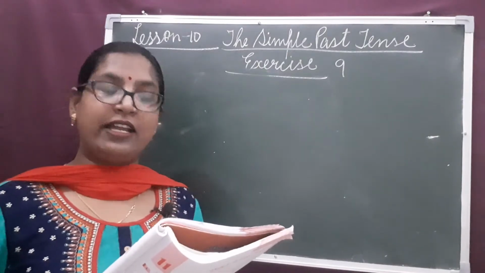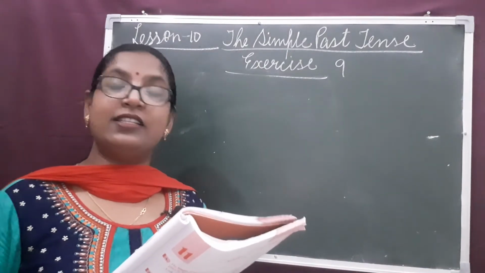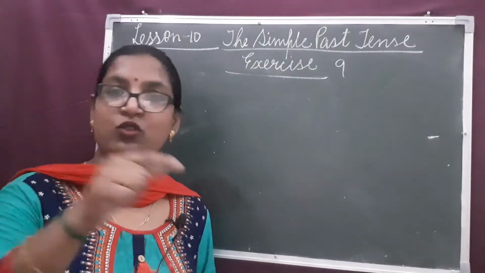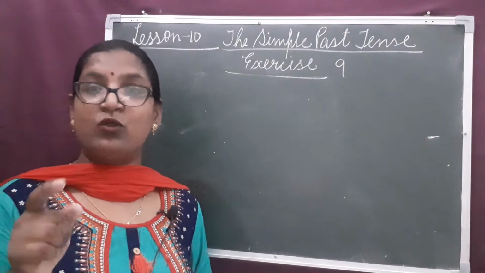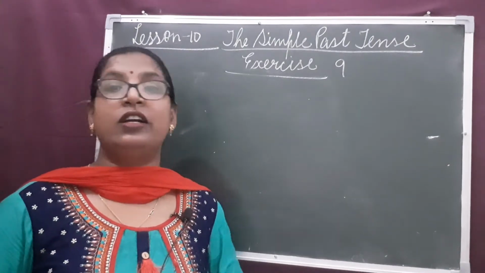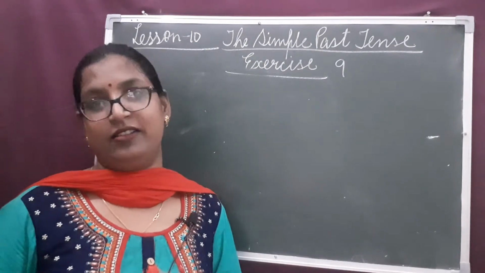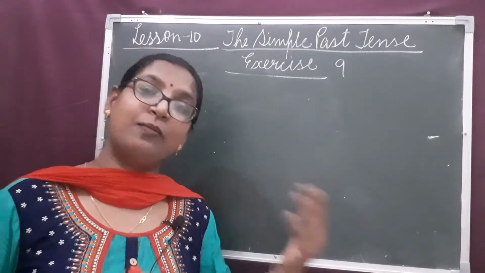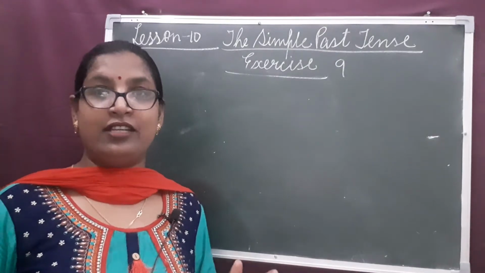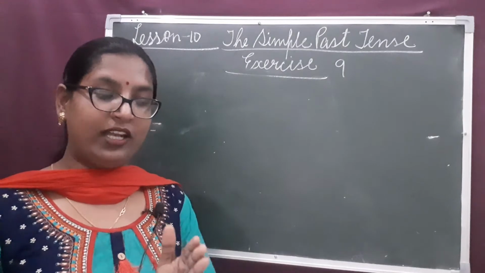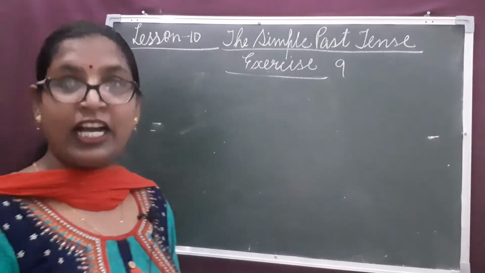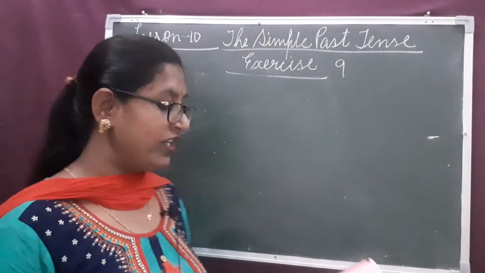Now, exercise 9. Rewrite the following sentences in the interrogative form. You have to change the sentences into interrogative form. How to change the past tense sentences into interrogative? Again, we use the helping verb did, but that we use in the beginning of the sentence to make a question. Did plus subject plus the verb in its base form. Let's see how to change the sentence into interrogative form.